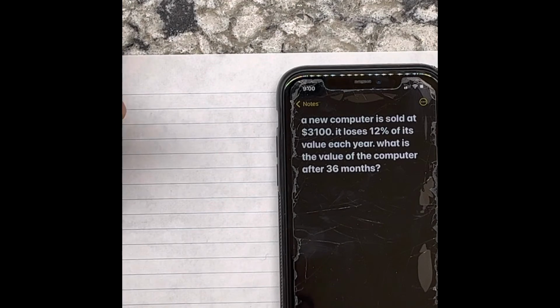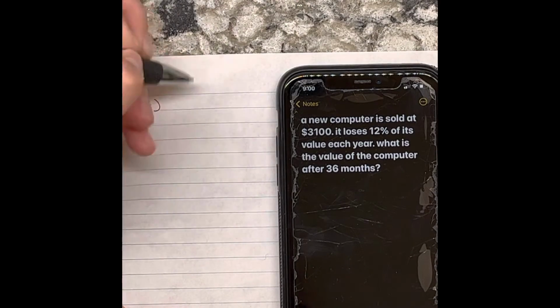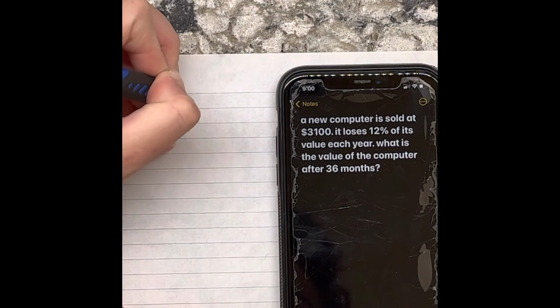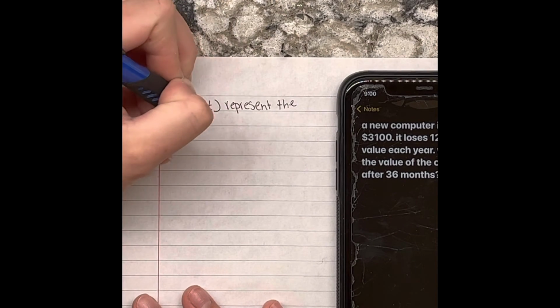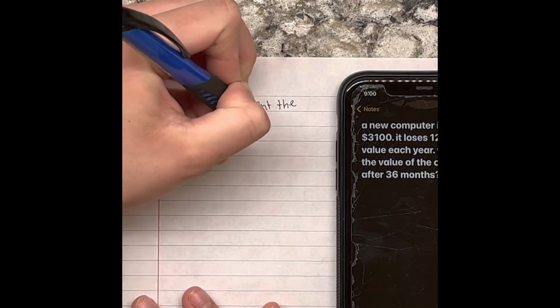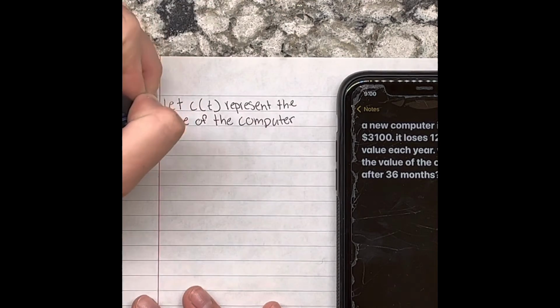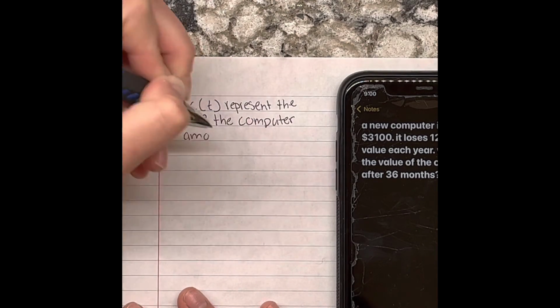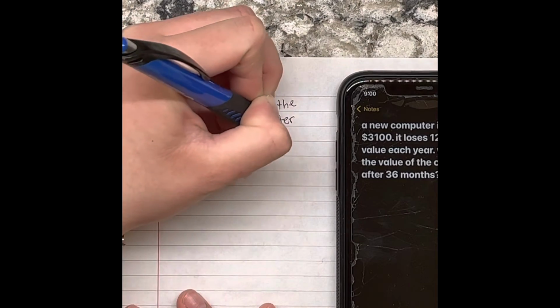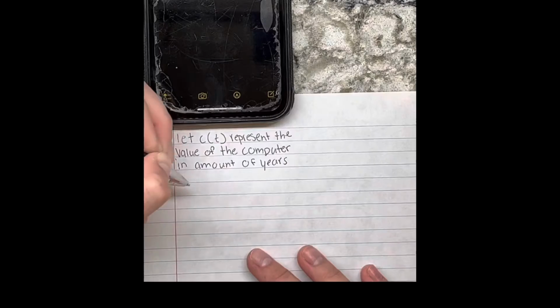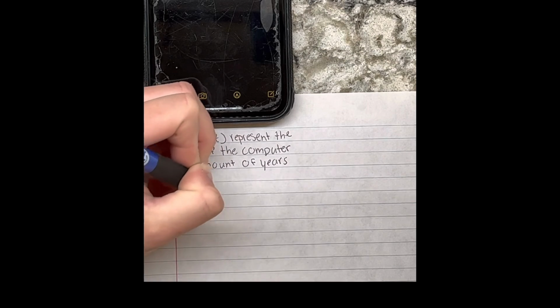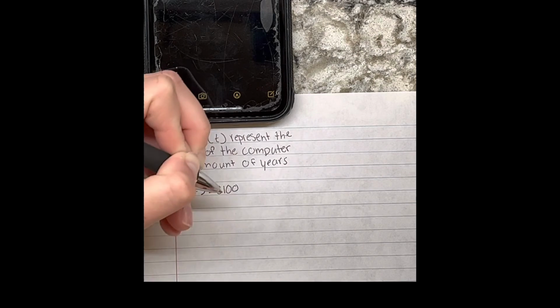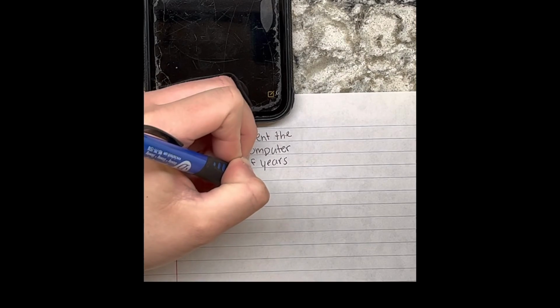So this next word problem is, a new computer is sold at $3,100. It loses 12% of its value each year. What is the value of the computer after 36 months? So here we have months and years, which we will talk about later on. And just off to the side here, I'm saying let C of t represent the value of the computer amount of years.